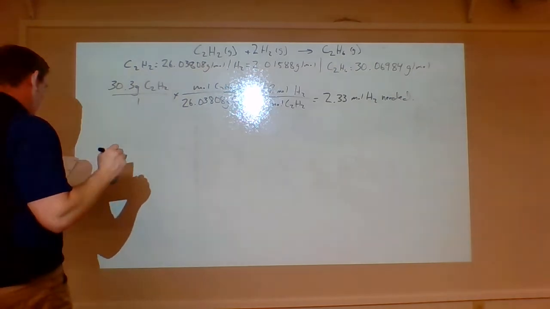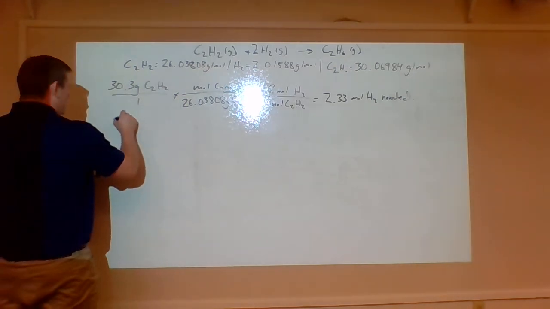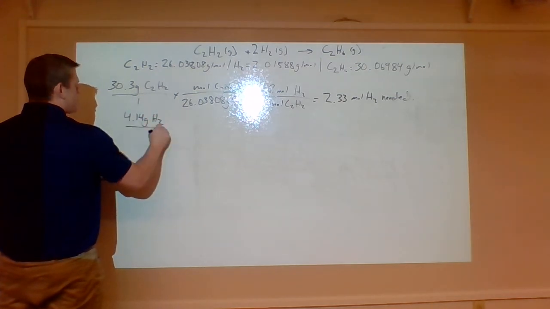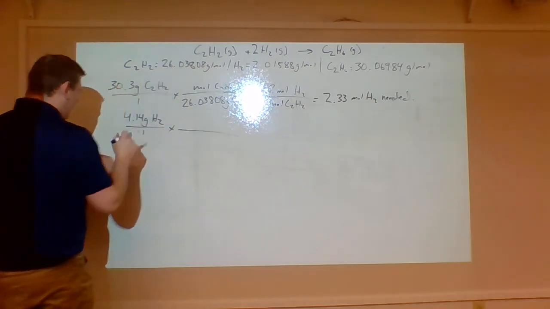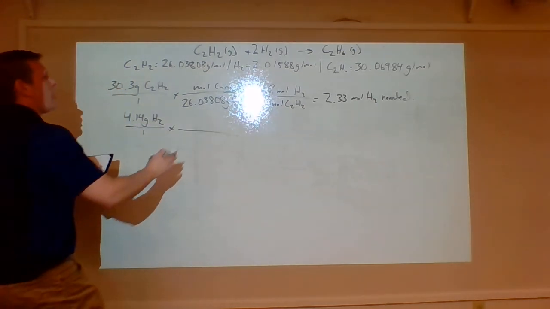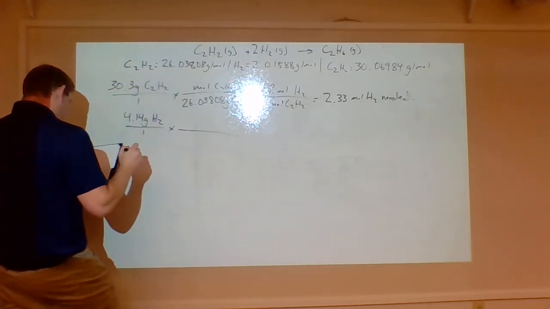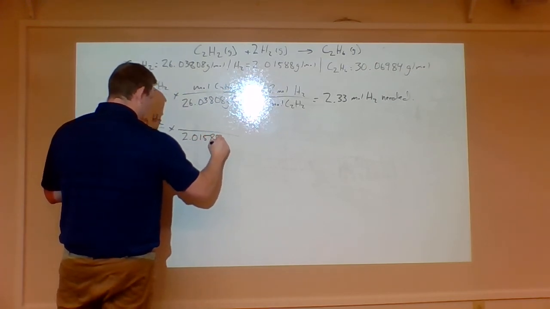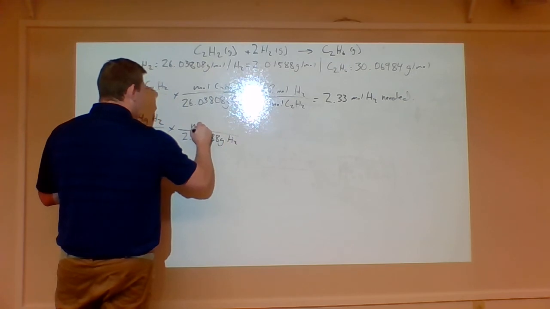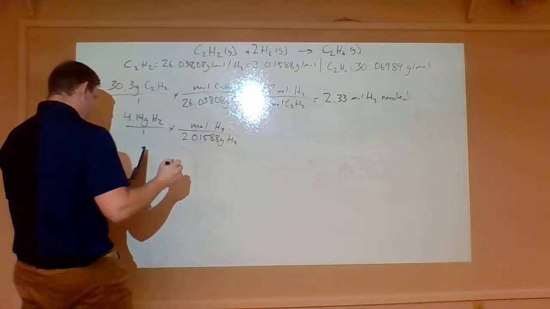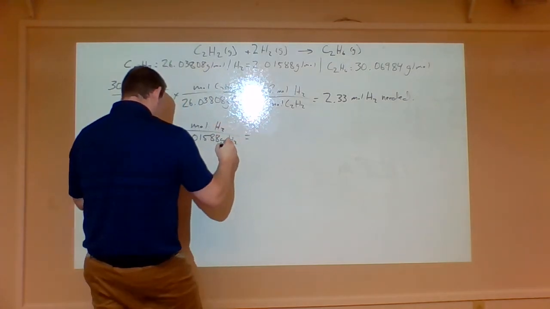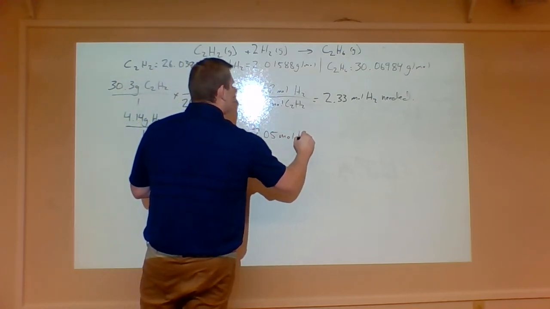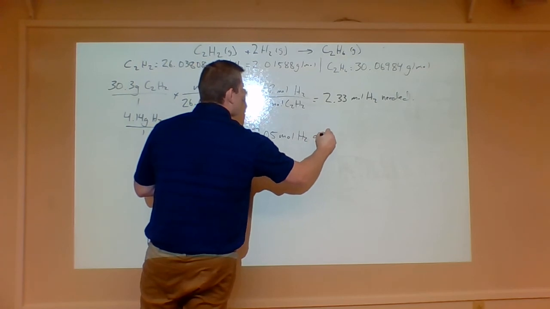So now we need to do our starting amount of H2 gas, which is 4.14 grams of H2 gas. Again, measured quantity over 1. And we use our molar mass here of H2, 2.01588 grams of H2 equals 1 mole of H2. And that says that there's 2.05 moles of H2 gas available.